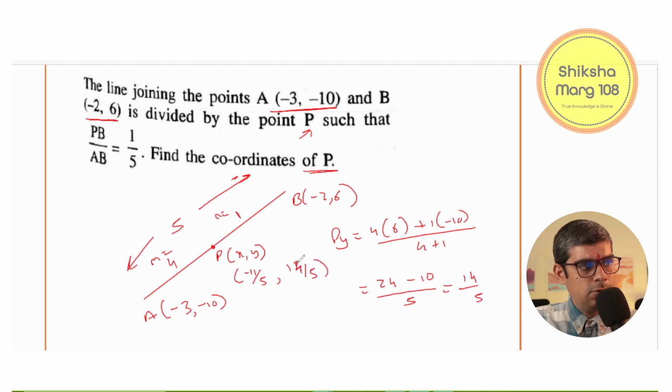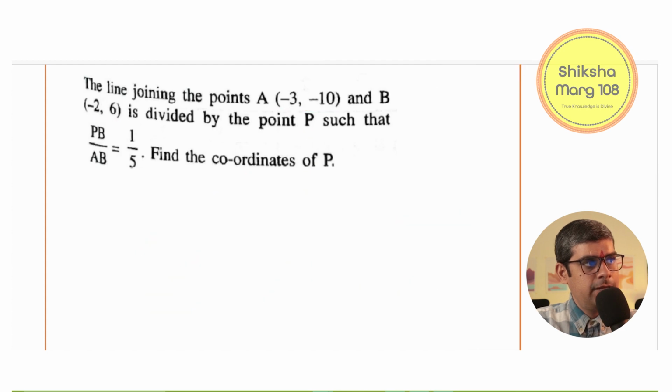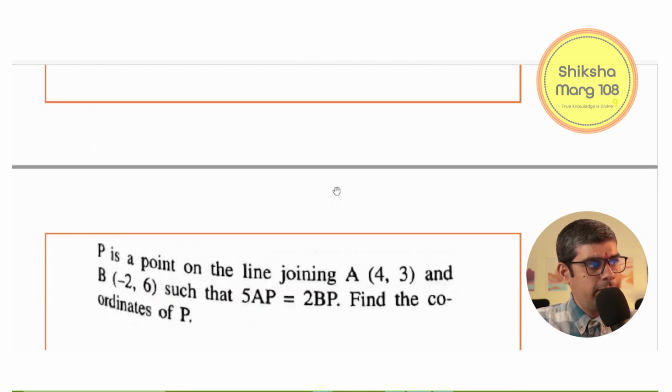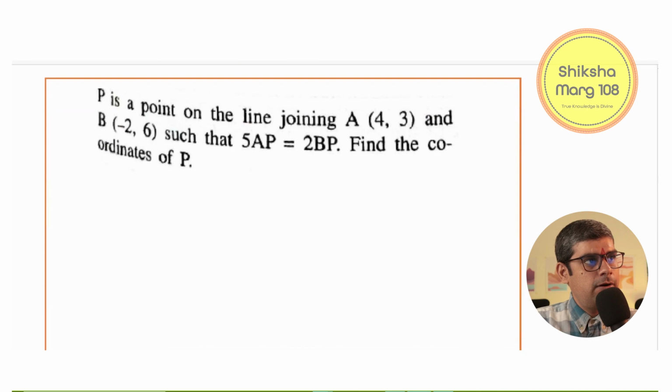That's 14 over 5. I hope that's making sense to you. This is minus 11 over 5 and 14 over 5. Fantastic. That's the answer of the coordinates of point P. Let's jump to the next bit real quickly now. Well done, chaps. All right.